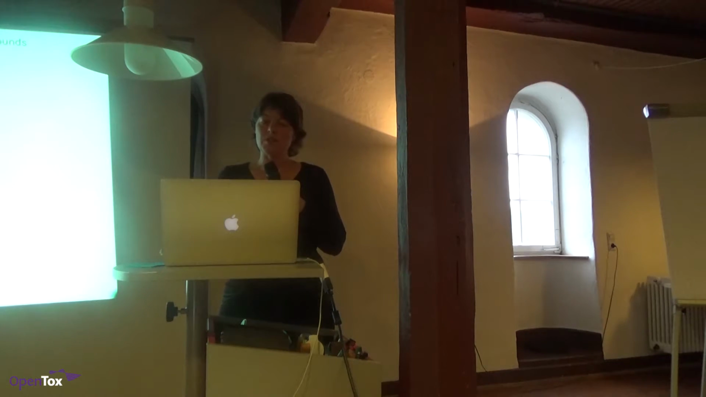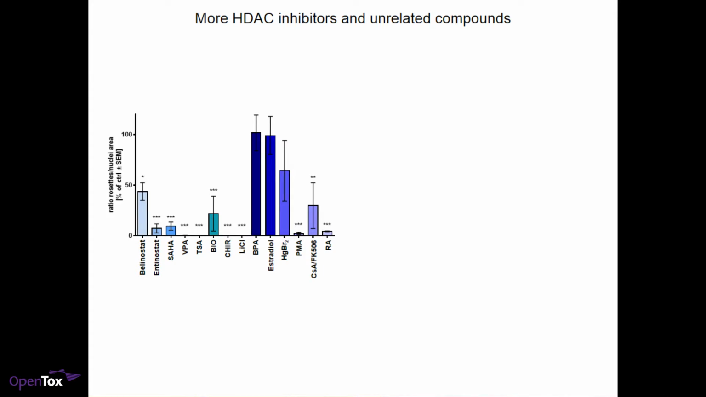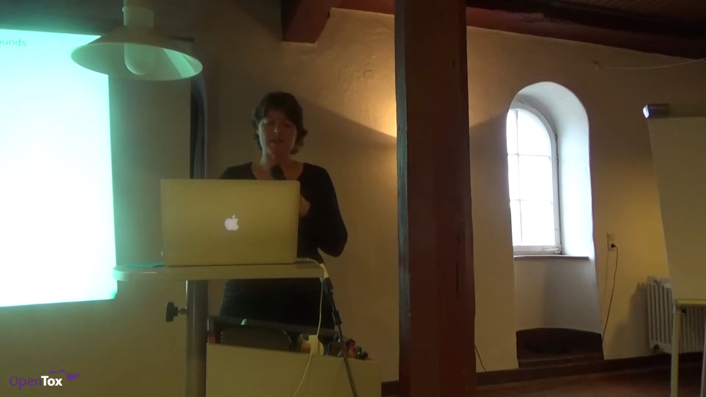So we used, in the first place, more HDAC inhibitors and also unrelated compounds. And here you see the group of HDAC inhibitors. They all impaired the rosette formation, as well as Wnt activators, which is also logical because Wnt is an important signaling pathway. Endocrine disruptors like VPA do not impair rosette formation, and for mercurials, there are some that do and the others do not.